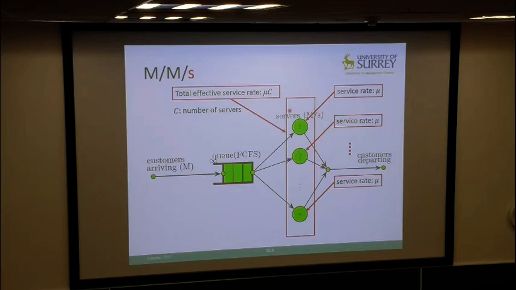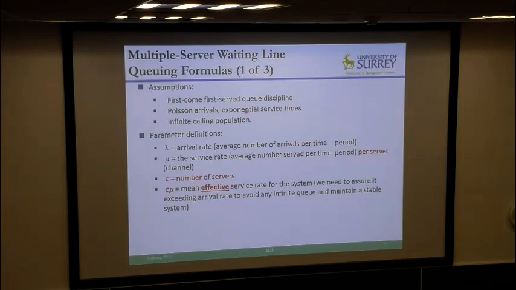So let's think about if we have multiple servers here. The assumptions are basically the same. First come, first served, because we only have one queue. We also assume Poisson arrivals, exponential service rate, and infinite population. We are always having people coming in. The arrival rate is still lambda, and the service rate, when we say service rate, that's for every single server.